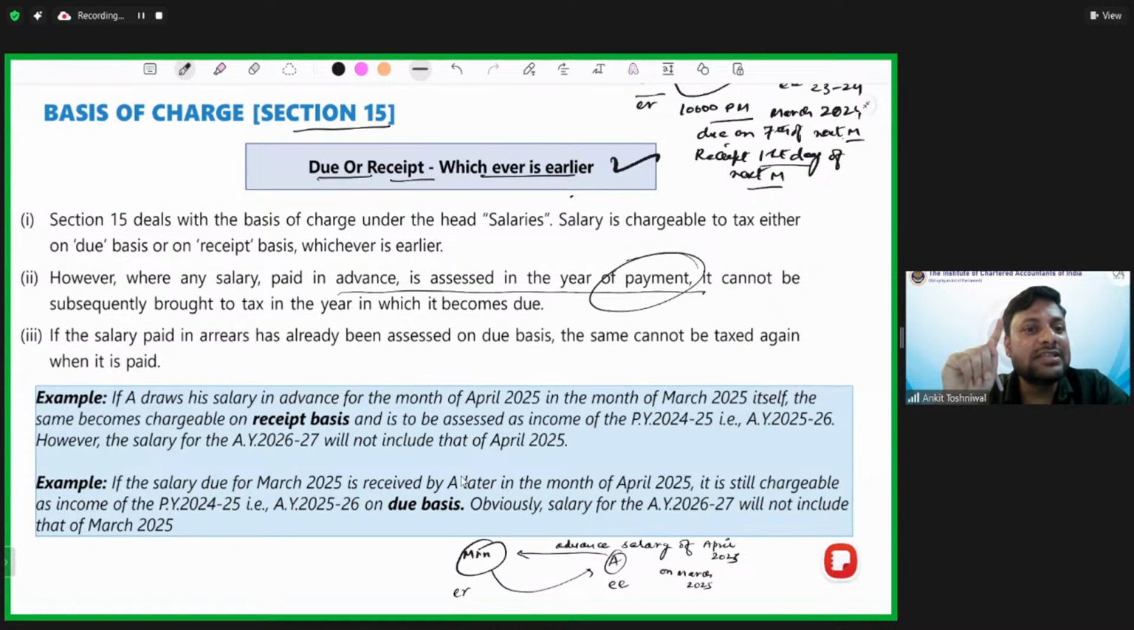No, because there is no double taxation under the Income Tax Act. The same income cannot be taxed twice. As it is already taxed in the year 24-25, it will not be taxable again in the year 25-26. So it cannot be subsequently brought to tax in the year in which it becomes due. Clear?